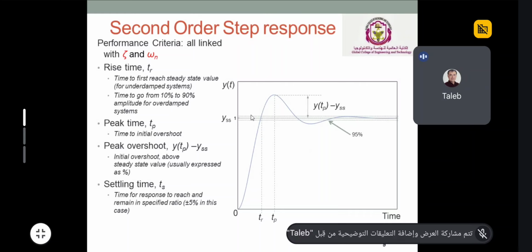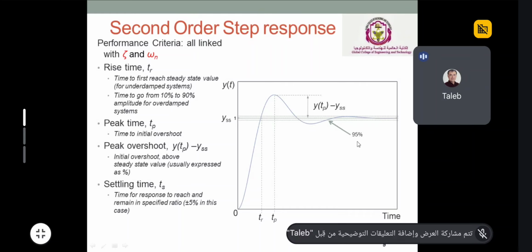Peak overshoot is not about time. It's about the value of the overshoot. How much is that value? It is easy to see: the value of the output at the peak point minus the value of the output in the end, or steady state. SS means the steady state value, or the final value. This height, this difference between the output and this constant value, is called the peak overshoot.